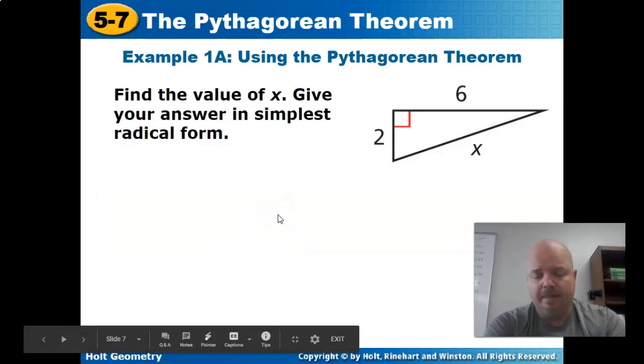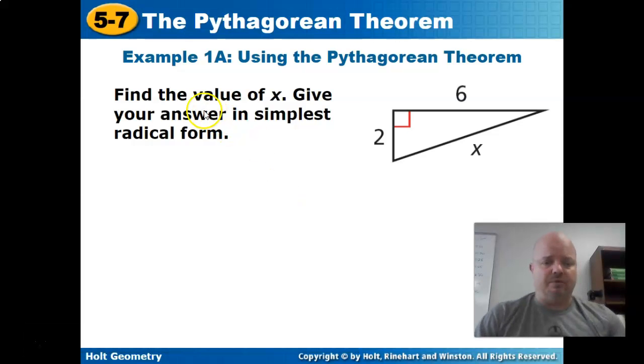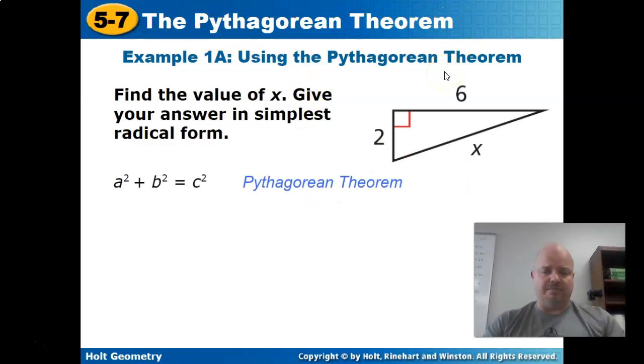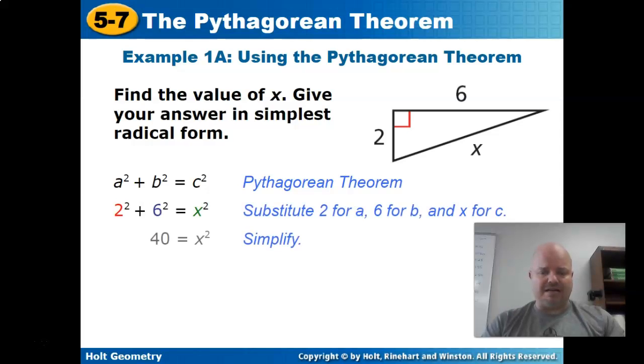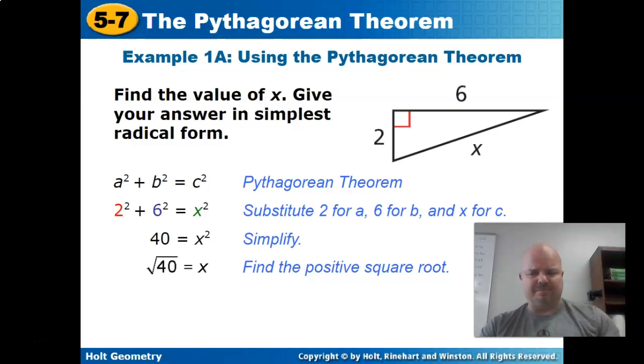Here's what that would look like from the presentation. Give the value of x. Give your answer in simplest radical form. Now, if you're paying attention, you can see this is a Pythagorean theorem section, so we're talking about a Pythagorean theorem problem here. And when we do our answer, we're not going to give our answer as a rounded square root. If we took the square root of 40, we would get something a little bigger than 6.